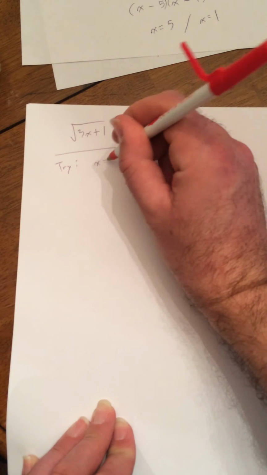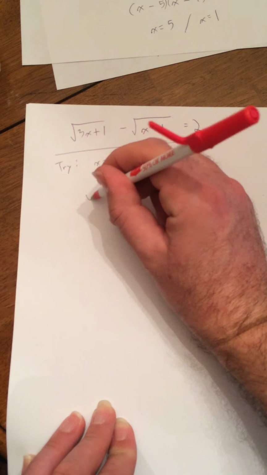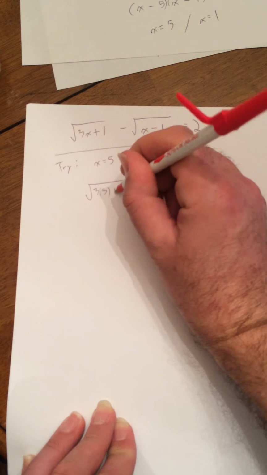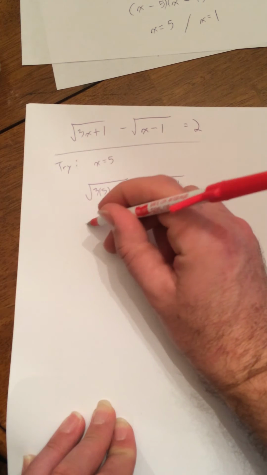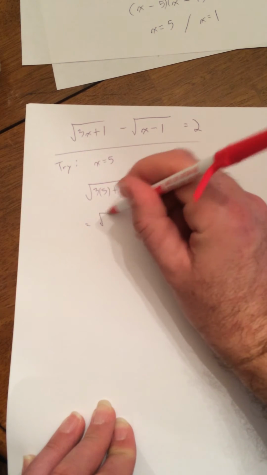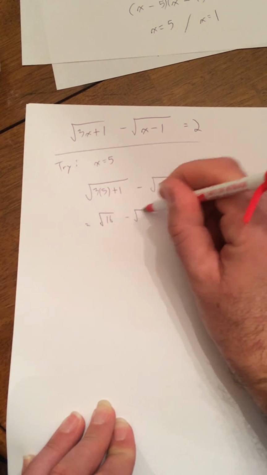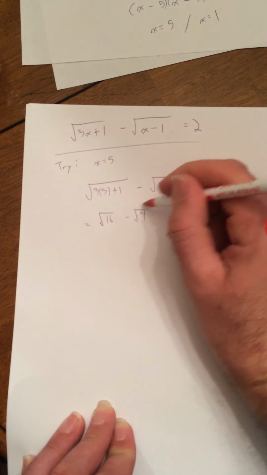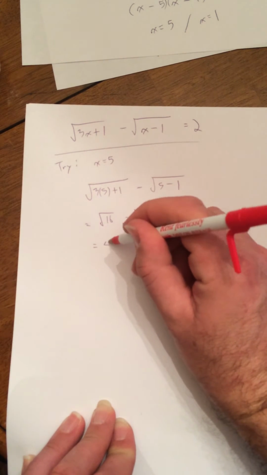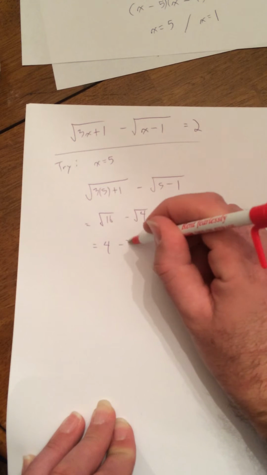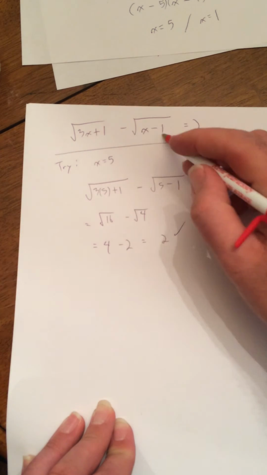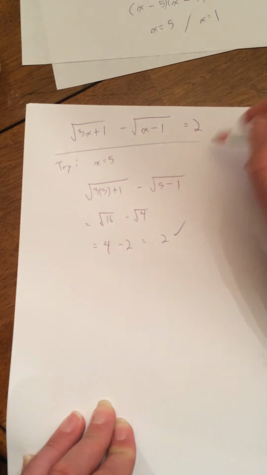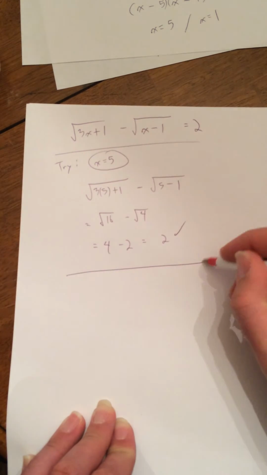If I plug in x equals 5, what I get is a square root of 3 times 5 plus 1 minus the square root of 5 minus 1. Now 15 plus 1 is 16, and I'm subtracting off the square root of 4. Square root of 16 is 4, square root of 4 is 2, 4 minus 2 is in fact 2. So when you plug in the numbers, you do get 2, so x equals 5 works. Let's try another one.